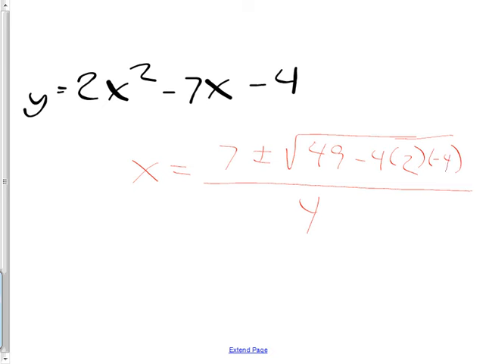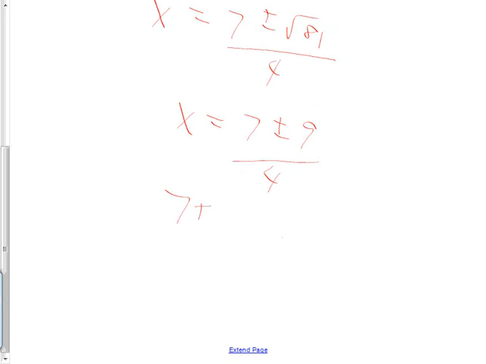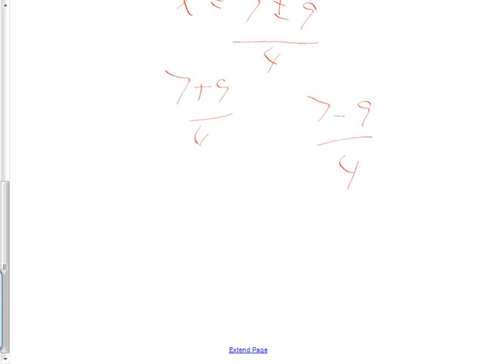And so final answer, it ends up being x equals 7 plus or minus the square root of 81, which I know is 9, all over 4. X equals 7 plus or minus 9 over 4. That breaks into 2 parts, 7 plus 9 over 4 and 7 minus 9 over 4. And this one, 7 plus 9 is 16 over 4, which is 4. And 7 minus 9 is negative 2 over 4, which is negative 1/2. Raise your hand if you had those 2 correct answers. Awesome. All right.